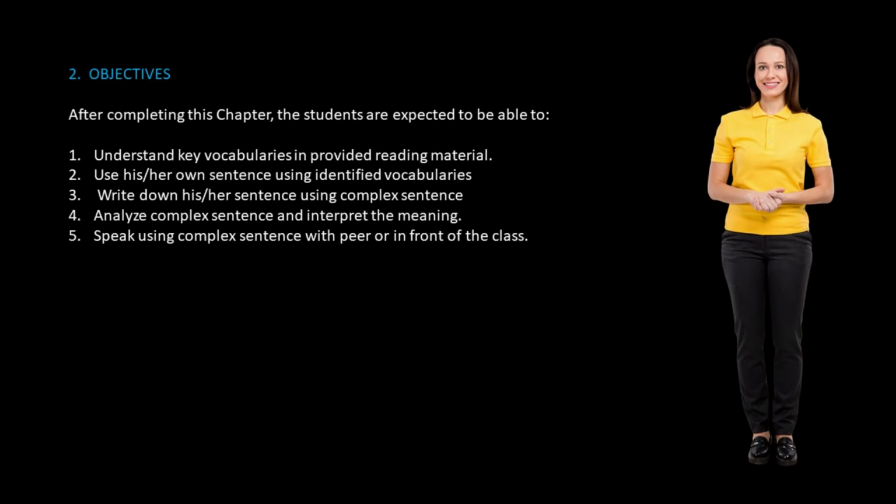2. Objectives. After completing this chapter, the students are expected to be able to 1. Understand key vocabularies in provided reading material. 2. Use his or her own sentence using identified vocabularies. 3. Write down his or her sentence using complex sentence. 4. Analyze complex sentence and interpret the meaning. 5. Speak using complex sentence with peer or in front of the class.